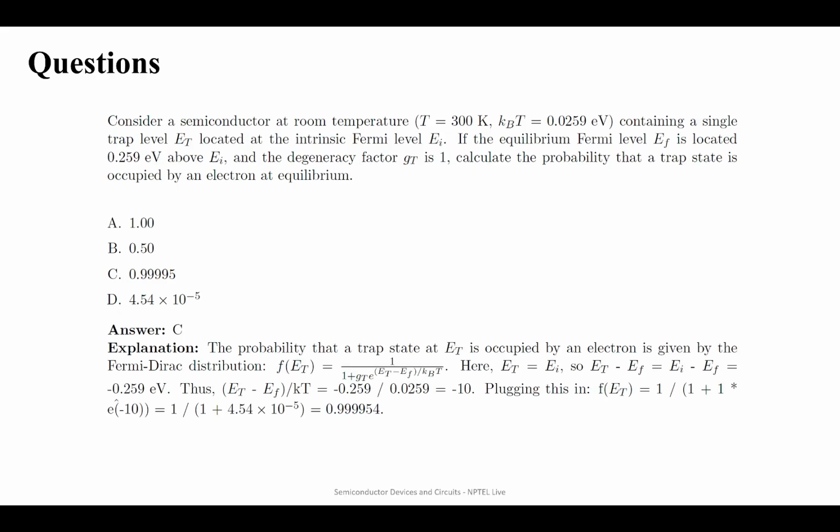So the answer to this should be C. The probability that a trap state at ET is occupied by an electron is given by the Fermi-Dirac distribution, f of ET equals 1 over 1 plus GT e to the power ET minus EF by kBT. So here ET is EI, so ET minus EF is EI minus EF, which is minus 0.259 eV. Thus, this becomes e to the power minus 10. So this becomes 1 upon 1 plus 4.54 times 10 to the power minus 5, which is 0.999954. So option C is the correct answer.